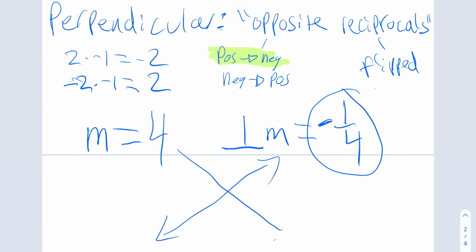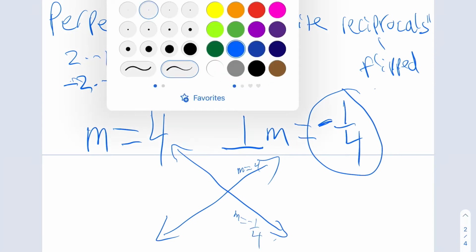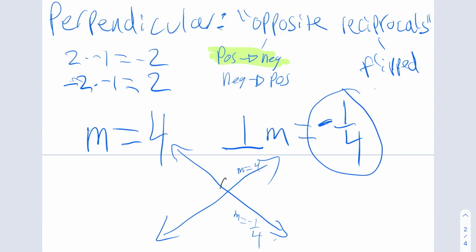And so if we draw two lines that are perpendicular, let's say this one had a slope of 4, so m equals 4, and this one had a slope of m equals negative 1/4, they create a right angle. Where they cross, this is a 90-degree angle, perpendicular.